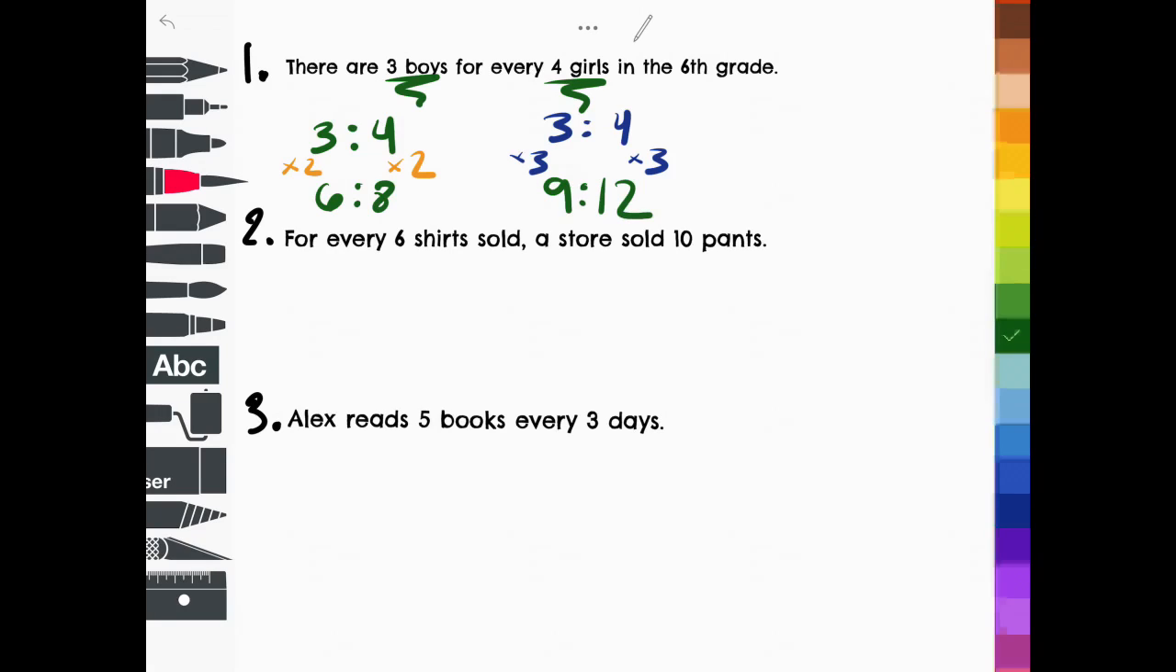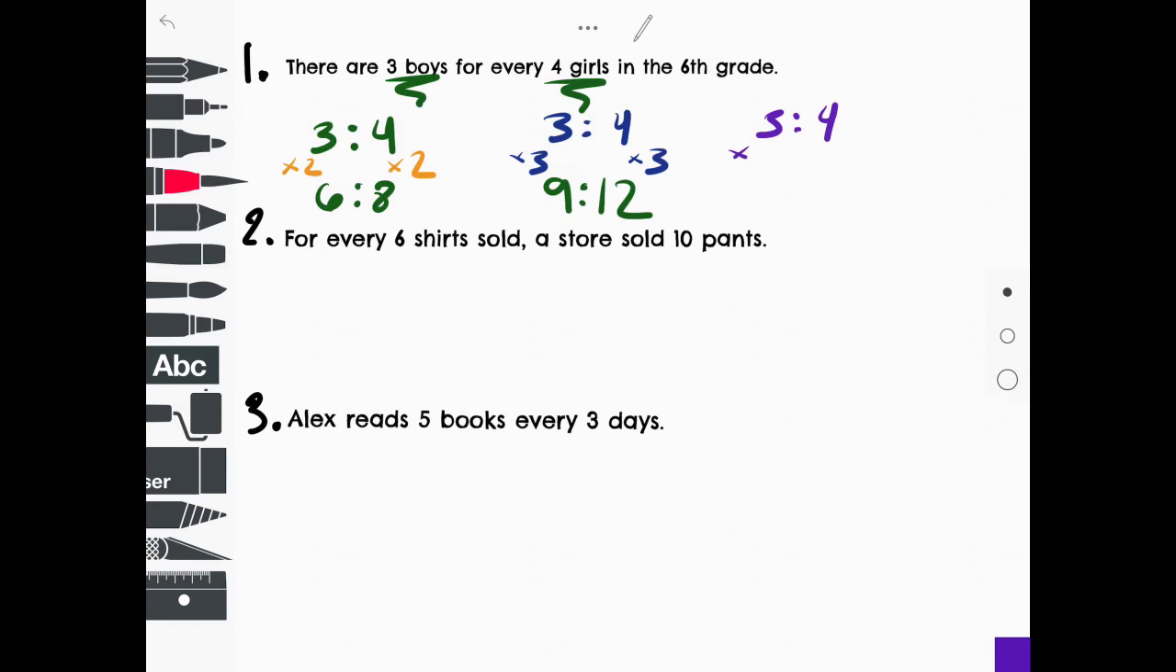You might get, let's see, if you have the 3 to 4 ratio, maybe you want to multiply by 10 and 10. That's easy. So 3 times 10 is 30, 4 times 10 is 40, and all of these ratios are equivalent. So this is one way of writing your equivalent ratios. And now I'm going to show another way for example 2.